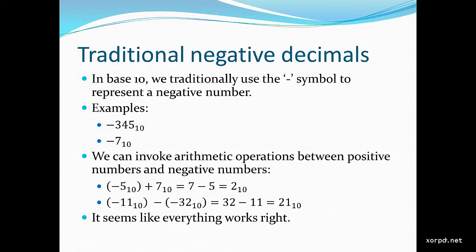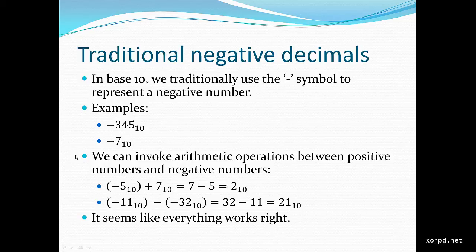Let's look at the traditional way of negating numbers in the decimal case. In base 10, we traditionally use the minus symbol to represent a negative number. Some examples: minus 345, for example, or minus 7. These are two examples of negative numbers. They just mean the lack of 345 units, or the lack of 7 units. You must be familiar with the idea of minus number. That is something that you usually learn in elementary school.